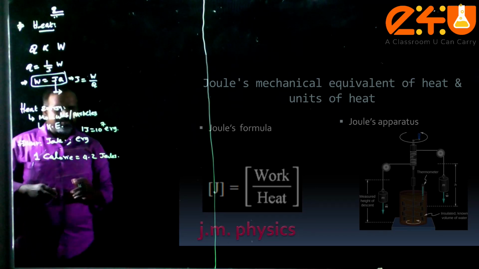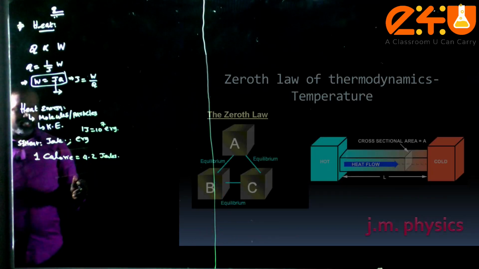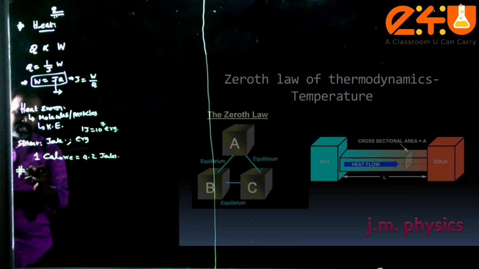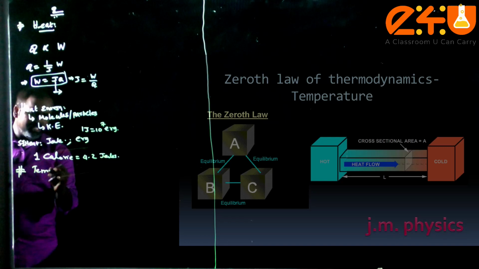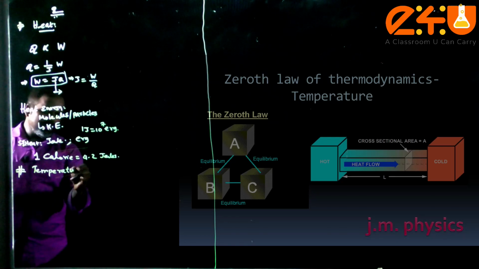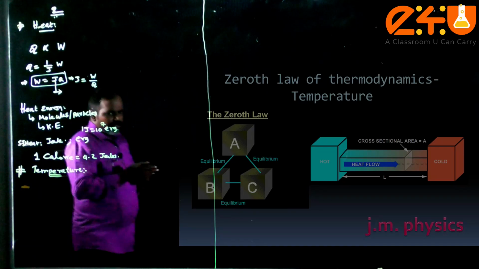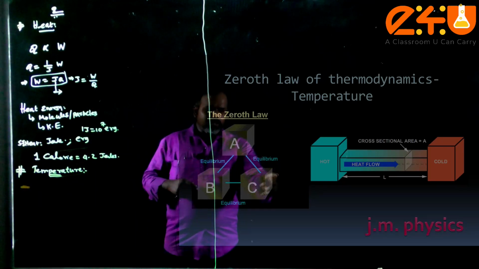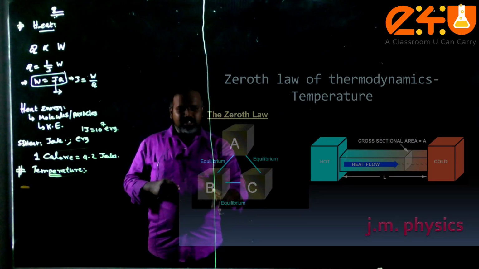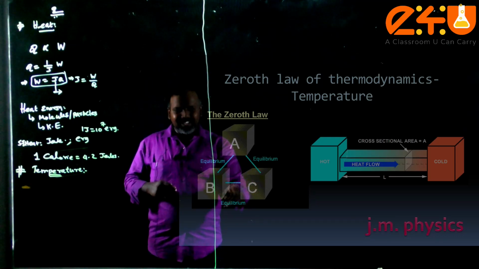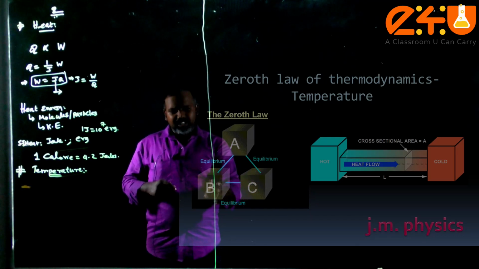The next one is the zeroth law of temperature, or the concept of temperature. Before that, see what is meant by thermal equilibrium. Two bodies are in thermal equilibrium when their temperatures are equal. That means there is no flow of heat between the objects.